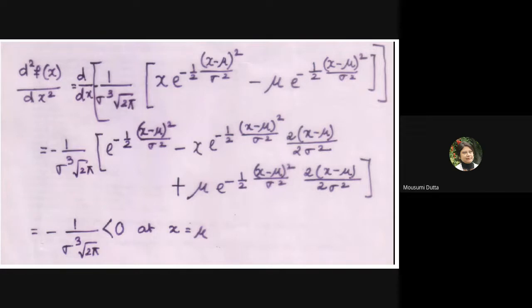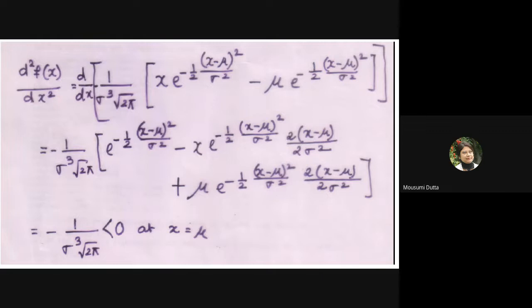Now, to understand it is really maximum, what we generally do, we consider the second order derivative and we check whether at x equal to mu, that should be less than 0 or not. So the expression d square fx by dx square, you already derived. You can put that expression here and set x equal to mu. And please check whether you are getting something which is negative.